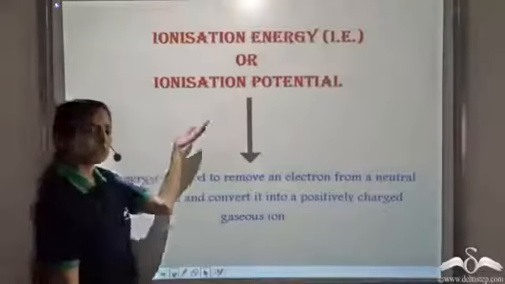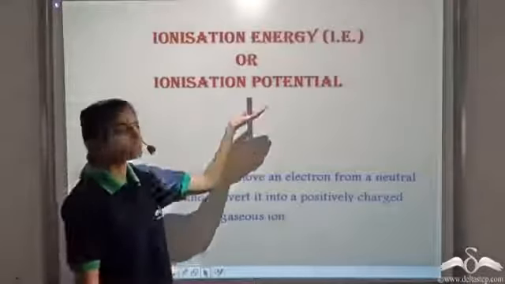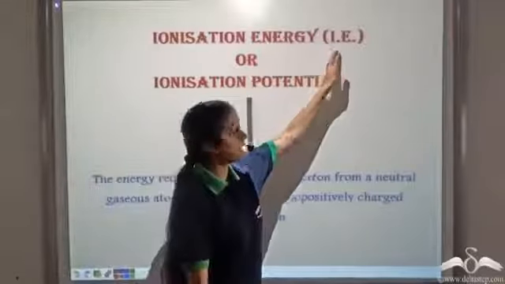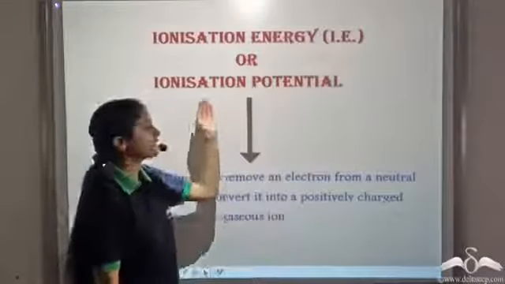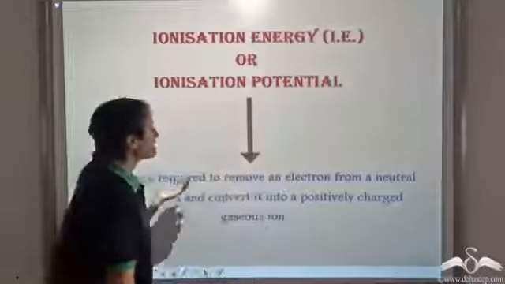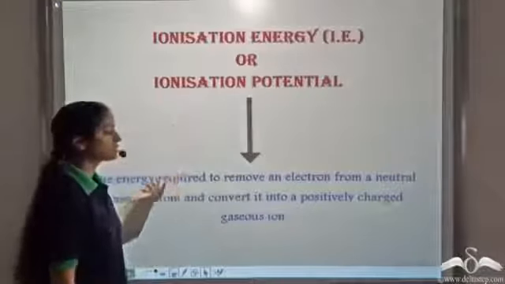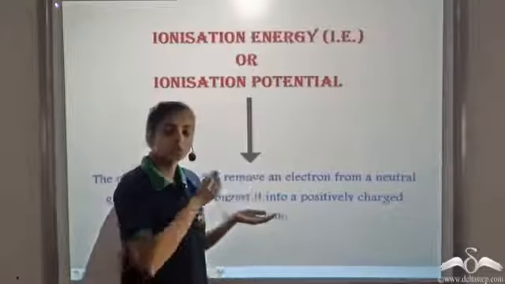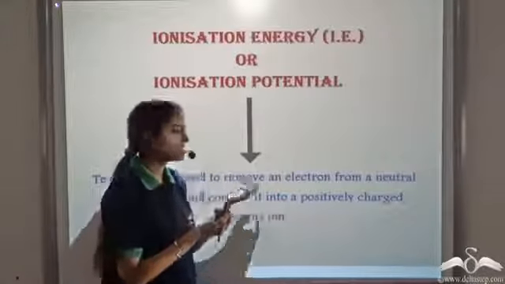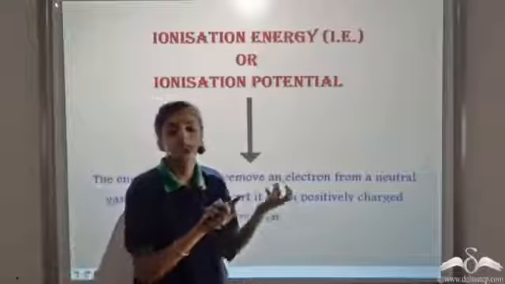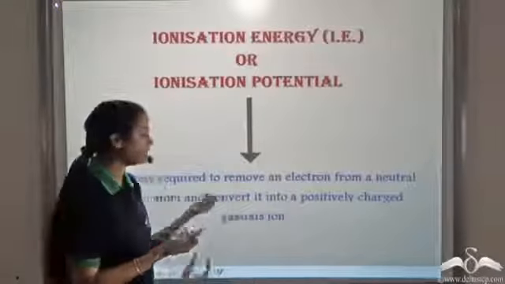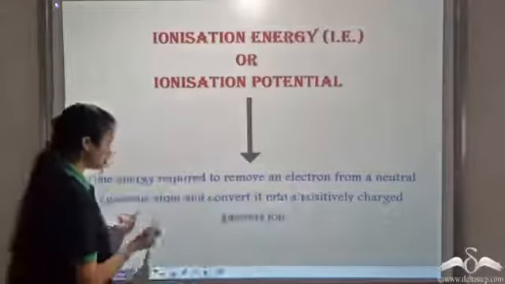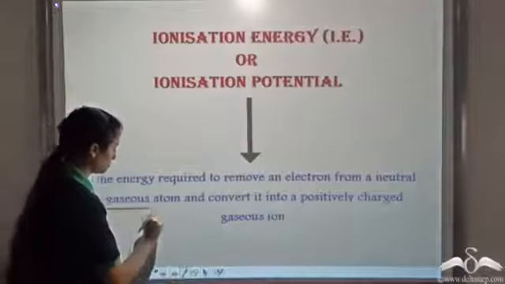One such important property that is related to the elements is their ionization energy, that can be abbreviated as IE. It's also known as ionization potential. Ionization energy is the energy required to remove an electron. So the electrons move around the nucleus of an atom, and to remove an electron requires some energy. This energy is given to the atom to remove an electron from a neutral gaseous atom.